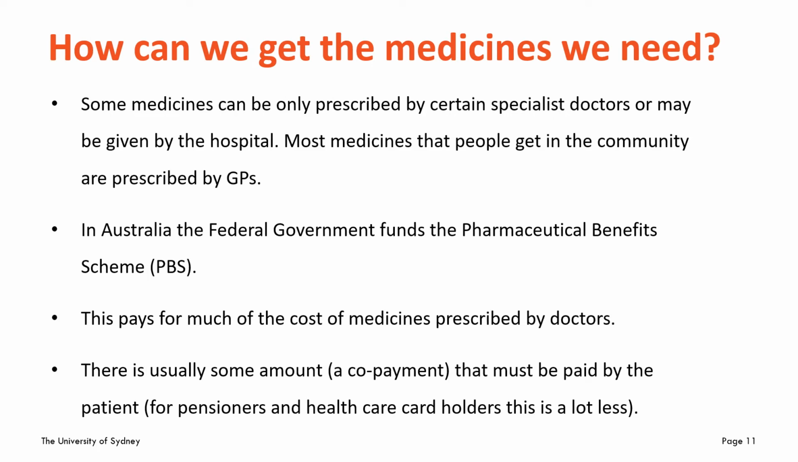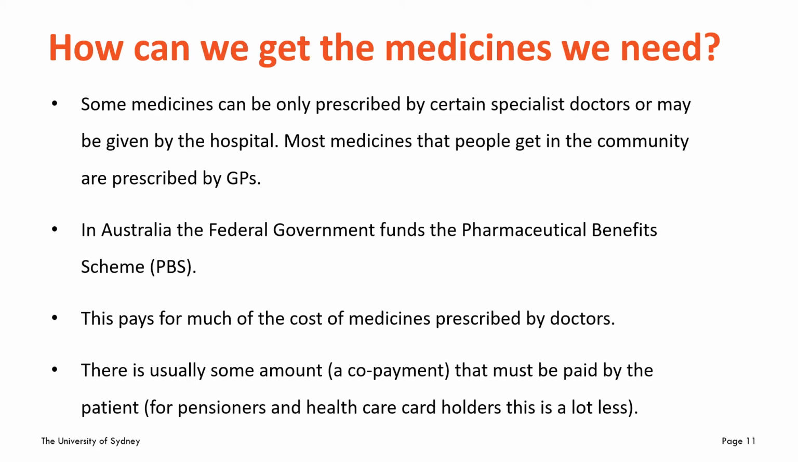Some medicines can only be prescribed by certain specialists or may be given by the hospital. But in the majority of cases, most medicines can be obtained from a general practitioner. In Australia, medicines are supported through the federal government through the Pharmaceutical Benefits Scheme. So the PBS pays for much of the cost of medications that are prescribed by doctors.